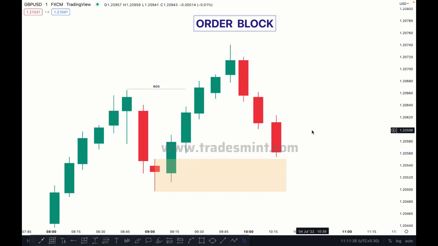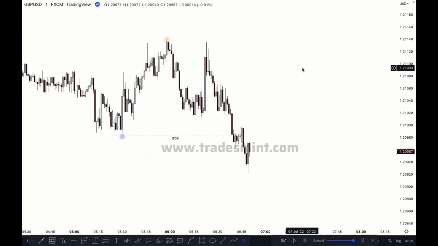Now let's move on to the real chart to see how we can identify them. As you can see here, the market broke the structure, and market momentum is bearish. As I already mentioned, the market must break the structure. So the market broke the structure after breaking this low. So you have to see where the last buying candle before the sell is.